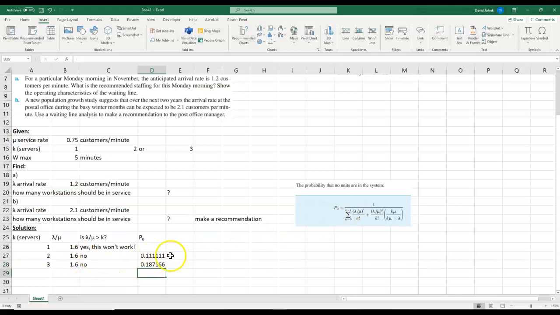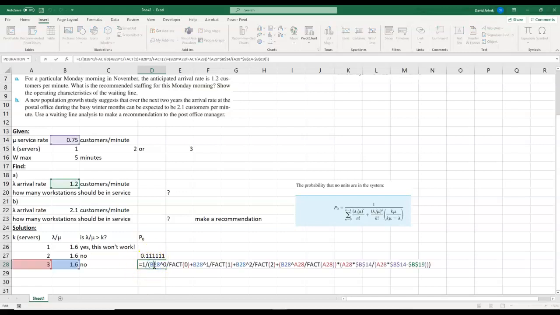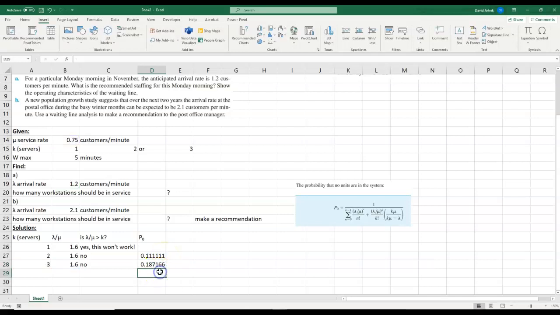So the probability that there's no units in a system if you have k servers is going to be 11.11%. The probability that you have no units in the system, okay, so that's it. It seems like there's an error there. Let me just double check. Why would that be lower? I guess that's true. Okay, that works out. Sometimes things don't look right, but that's right. Okay, and then, so now we have that.